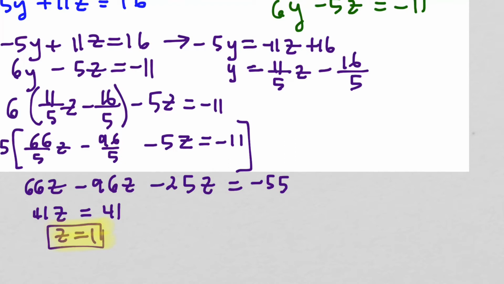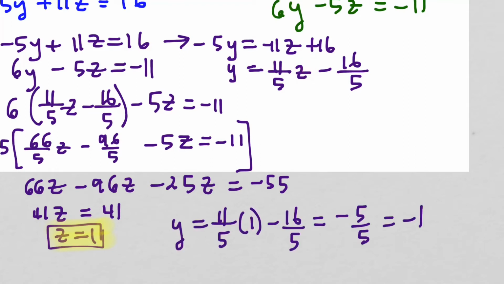Now I need to go back up and find the equation where I had already solved for y. So let's see, that's right here. And if I put 1 in for z, I should be able to get y. All right, so I substituted 1 in, so this is this equation here. Carried all that through, and I got y is equal to -1.